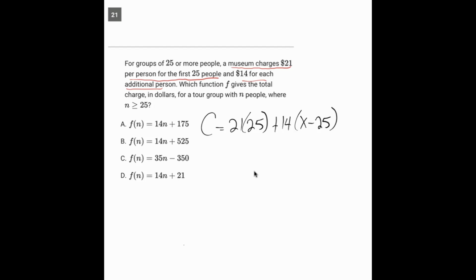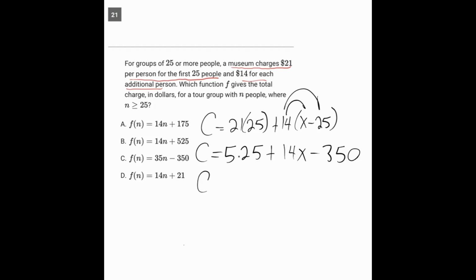So now we're just going to go ahead and do some of the arithmetic here. 21 times 25 is 525. And we're distributing 14 times x, and 14 times negative 25, which is negative 350. And so now 525 minus 350 is 175. So we'll have 14x plus 175.